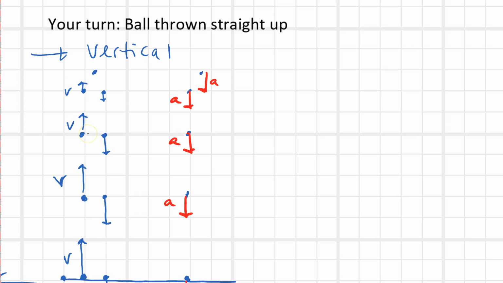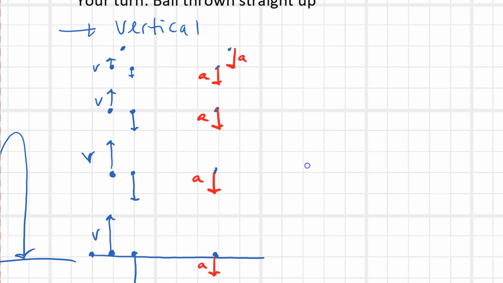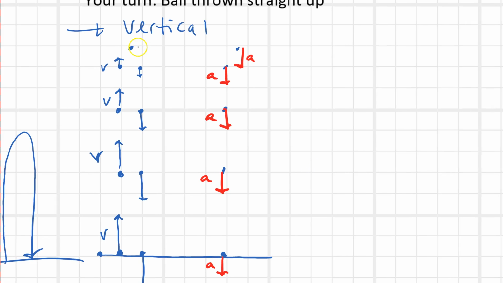If these dots were each 1 second apart, then at this point the velocity would be 0. This velocity would be 10 up, this would be 20 up, this 30 up, this 40 up. And on the way down, this velocity would be 10 downwards. If we say up is positive and down is negative, then that would be negative 20 here, because it's going 20 down, and this is negative 30, and this is negative 40.